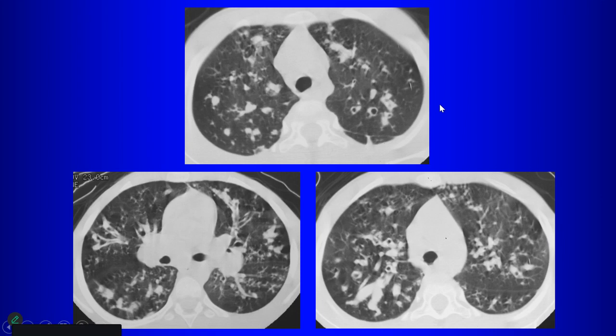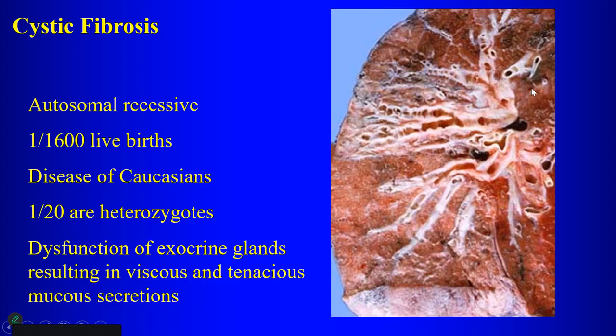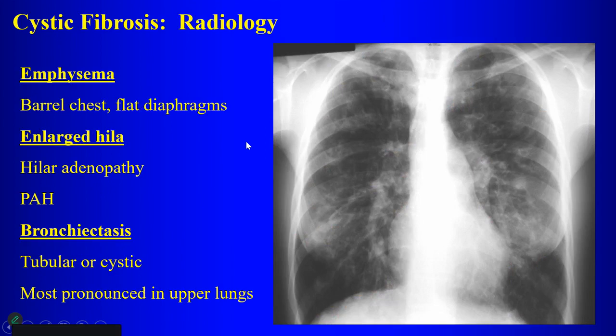It's pretty diffuse, bilateral upper lung. What disease do we think about here? Yes, cystic fibrosis. Yeah, this is a patient with cystic fibrosis, right? So we all know about the pathophysiology of cystic fibrosis. These patients will have emphysema, enlarged hilar adenopathy, or in later stages pulmonary hypertension, and they can also develop bronchiectasis, especially in an upper lung distribution.